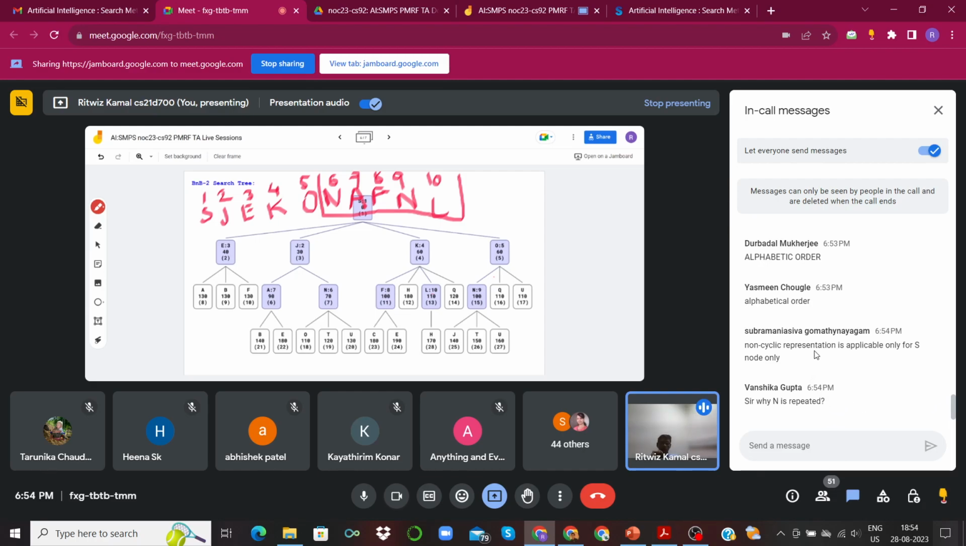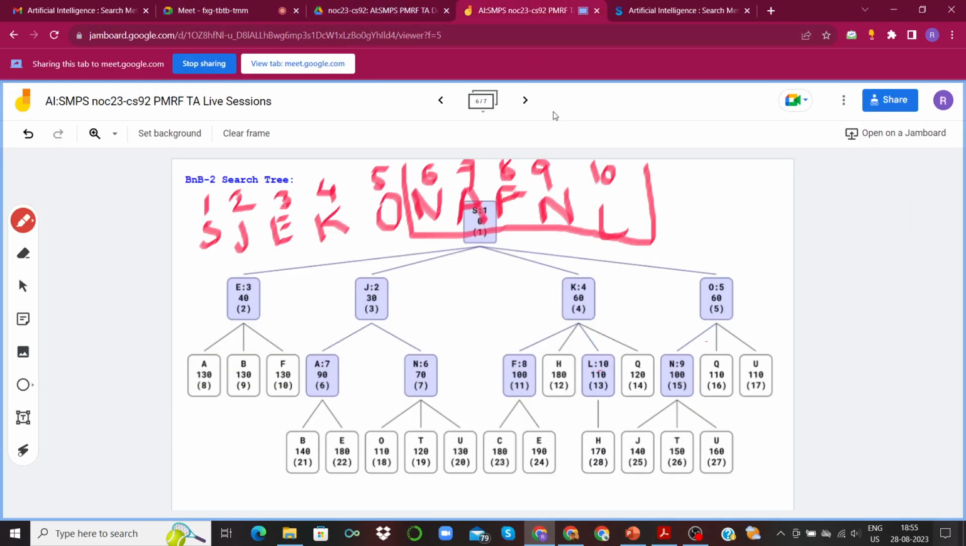Okay, so I guess some of you are confused about the cyclic refinement prevention. This is not a tour that we are following. This whole sequence SJEKONAFNL is not the tour that we are finding. This is just the order in which we inspected or refined the different nodes. So this N is differing from this N. This N and this N are not the same. They are different.